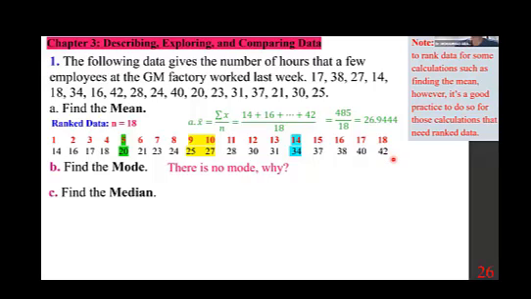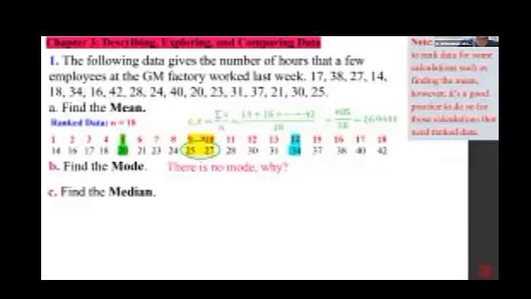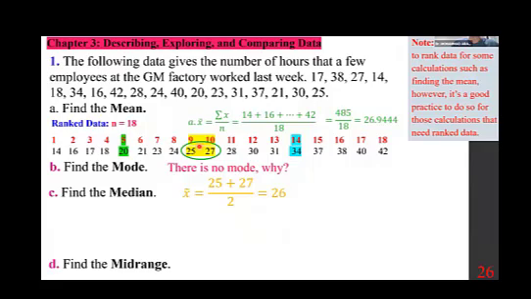Find the median. The median is basically the middle of the data. In this case, we are dealing with an even number, which is 18 pieces of data. So we add up these two numbers right in the middle, 25 and 27, divide by 2, and that is the median. The next one is the mid-range.